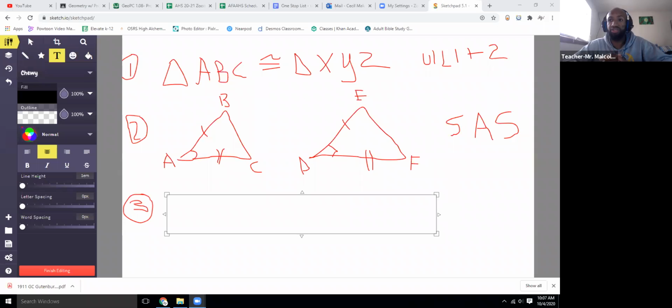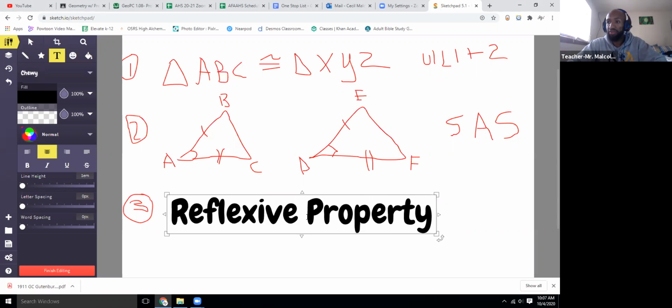Okay, so the third thing that I'll need you to do is to have the following keywords written in your notes, because you will be able to use your notes on the test. So make sure that you have these keywords written down and you know their meaning. I'll just write them out for you. The first one is reflexive property. Make sure you know what that is.